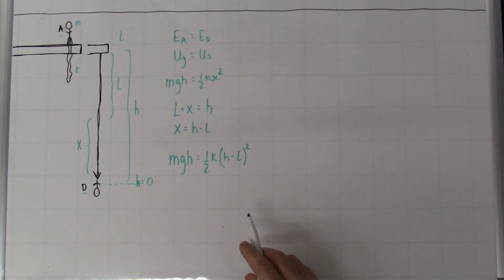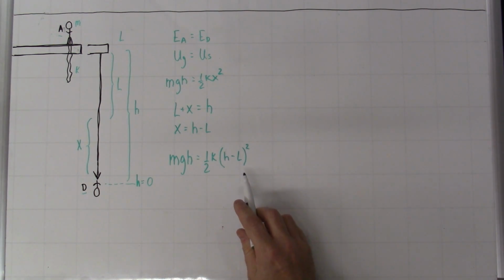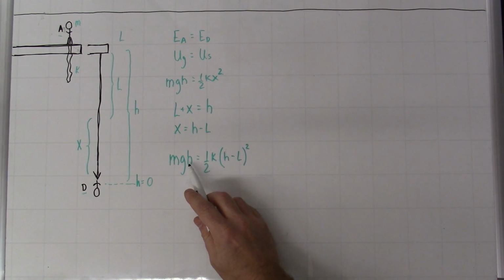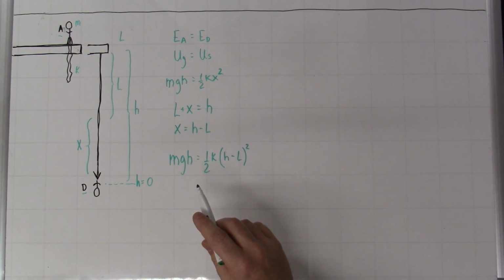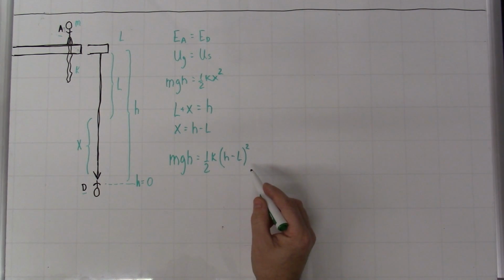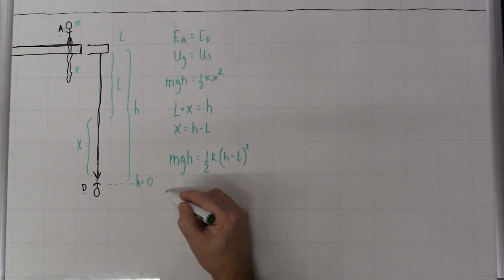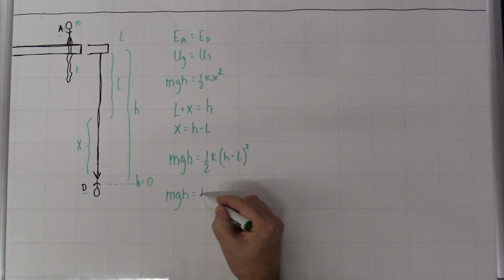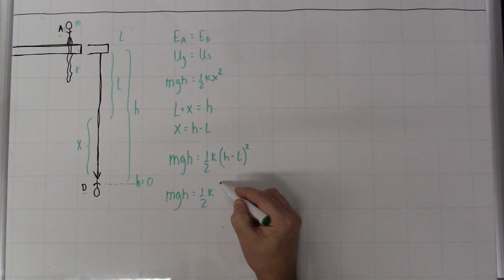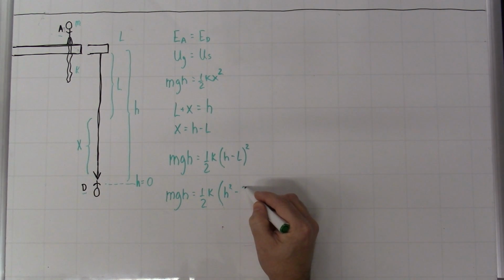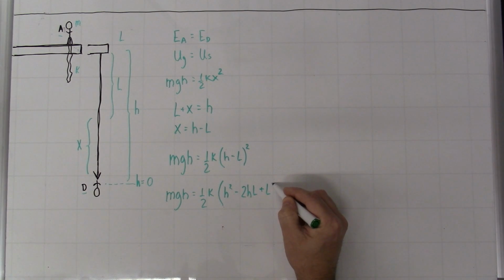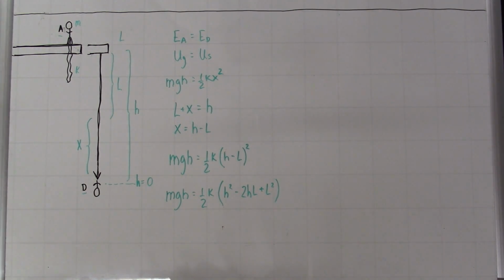And so looking at this problem, we can see we're going to get some sort of quadratic here, because there's going to be an L squared, there's going to be an h squared term here, and you have an h term over here. And so if you expand this term, I have mgh on this side is equal to 1/2 k times the quantity h squared minus 2hL plus L squared.